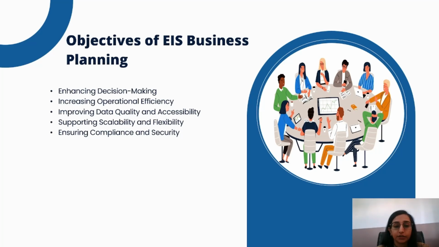So, in conclusion, EIS business planning is a crucial activity that supports the strategic use of technology in business operations. It involves a detailed and structured process of aligning IT systems with business goals, which is essential for enhancing operational efficiency, improving decision making, and ensuring the scalability and security of business operations.